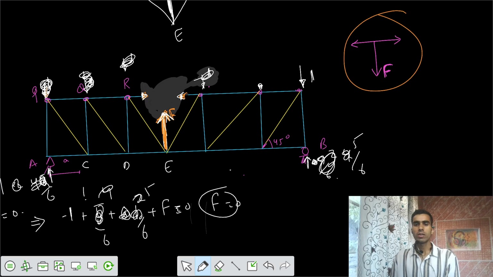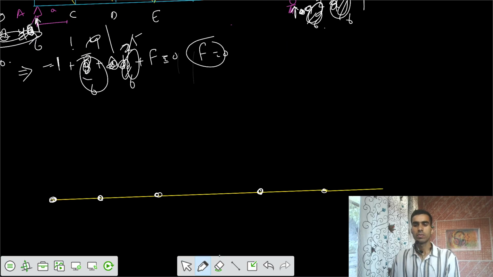Load of 1 at this one. So the reaction here would be equal to 1, and this reaction equals 0. I would say 0 plus -1 plus 0 plus 1 plus F equals 0. So finally F equals 0. So we got all of the critical points.